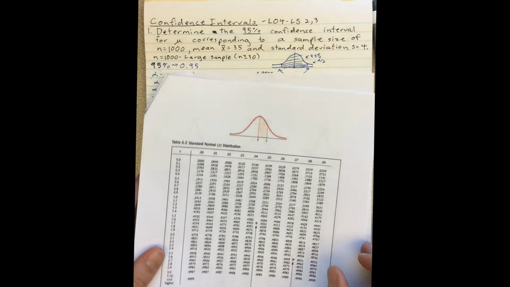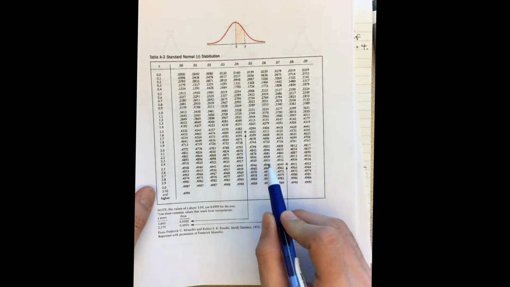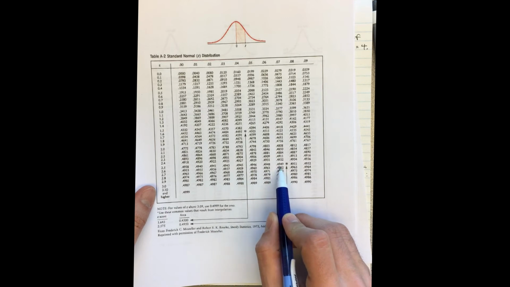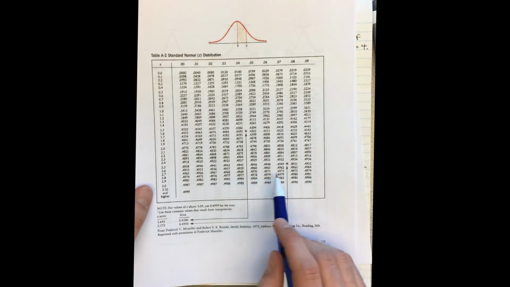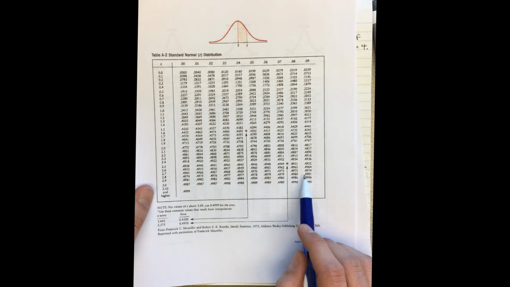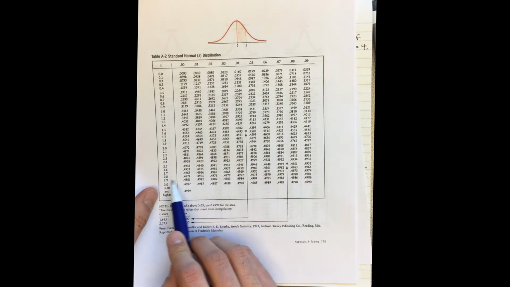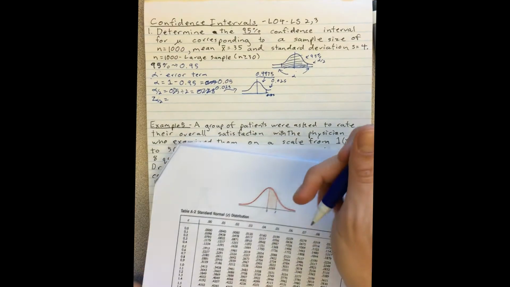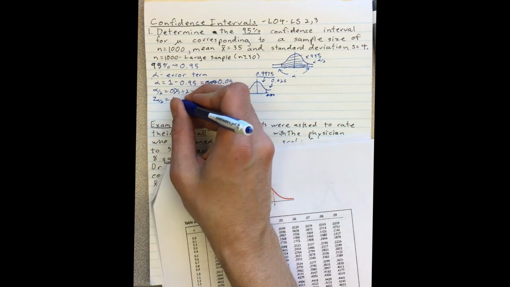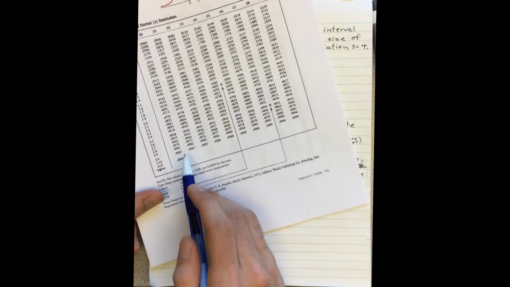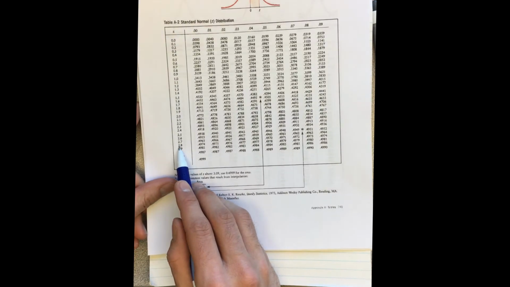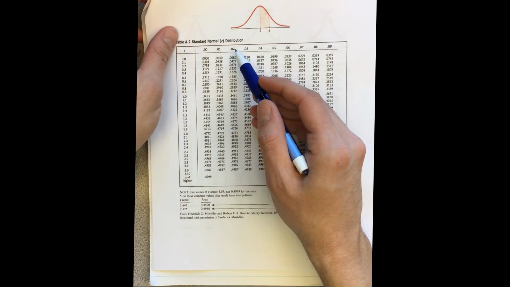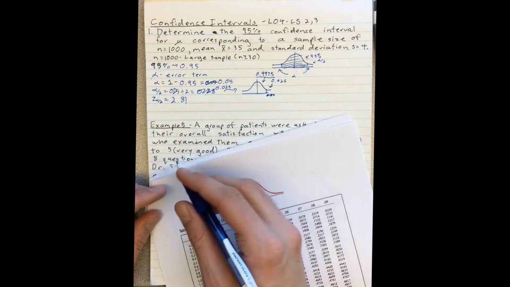So what that means is I'm going to have to find this on the chart and get my z value back. So 0.4975, where is it going to live here? 2.81. So this z alpha over 2 is equal to 2.81. And just to show you again, I found 0.4975 right down here, and then there was a 2.8 up here and a 1 up here. So 2.81 is my z alpha value.